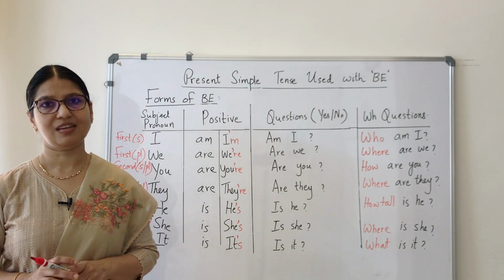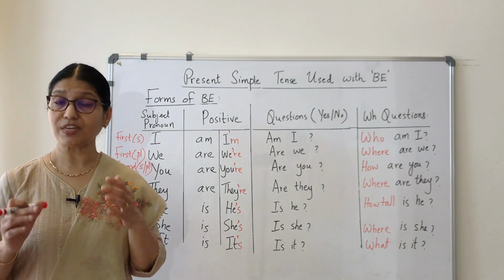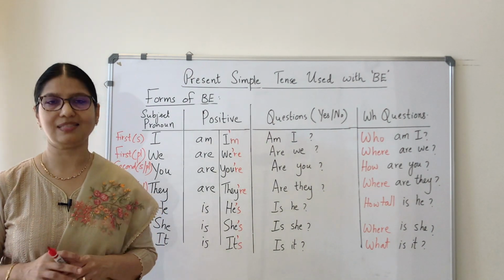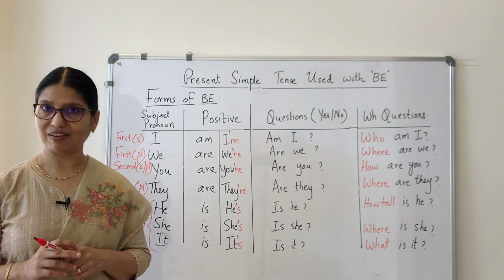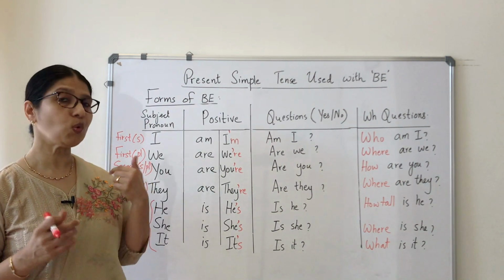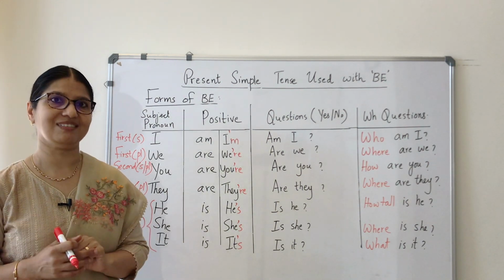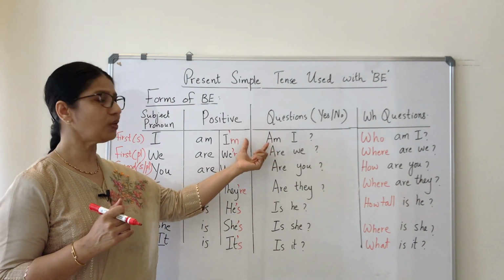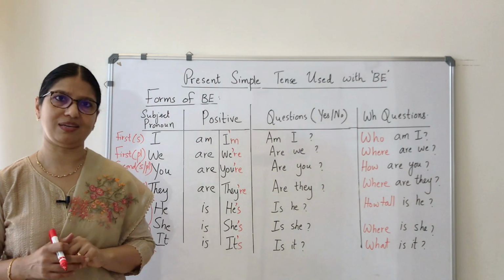For example, I say, I am a teacher. And if I should ask a question in such a way that I have teacher as the answer, how will I frame the question? I will have to ask, who am I? Because I'm talking about being a teacher. So who am I? How did I get that? The question word who is just added here. So I got who am I?